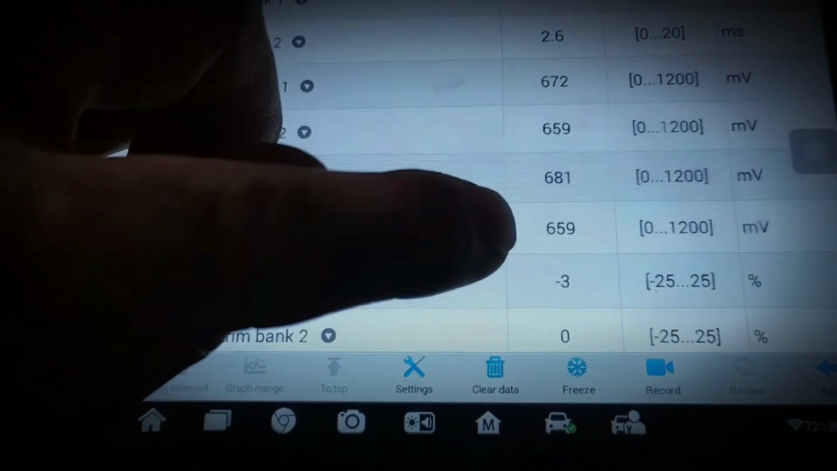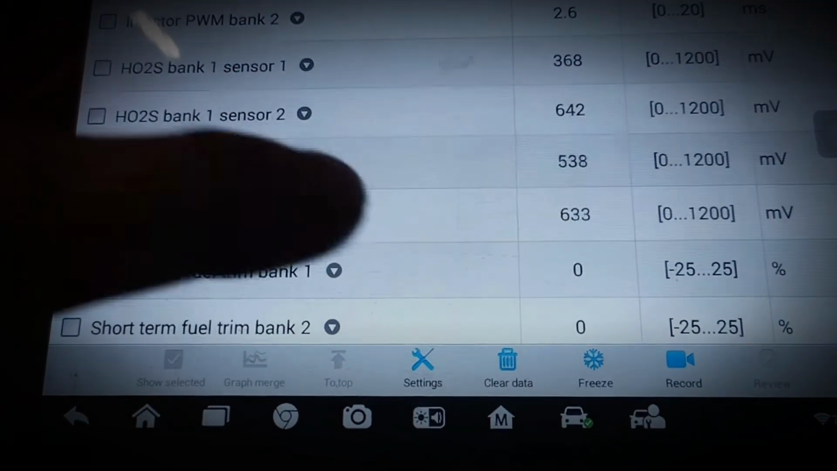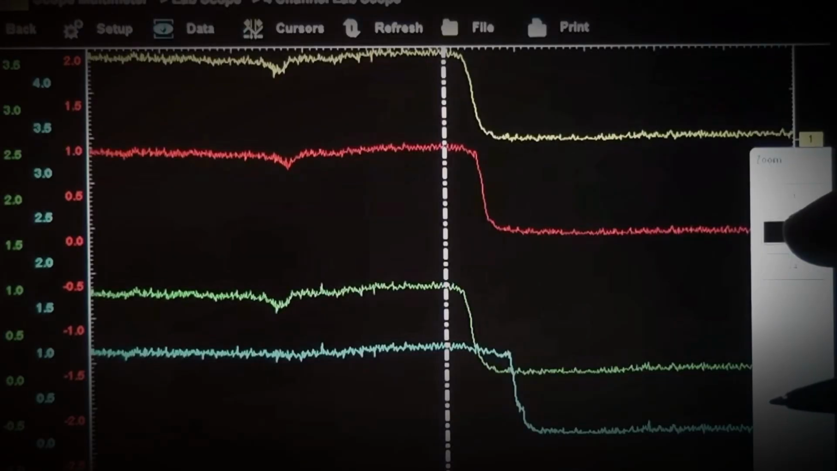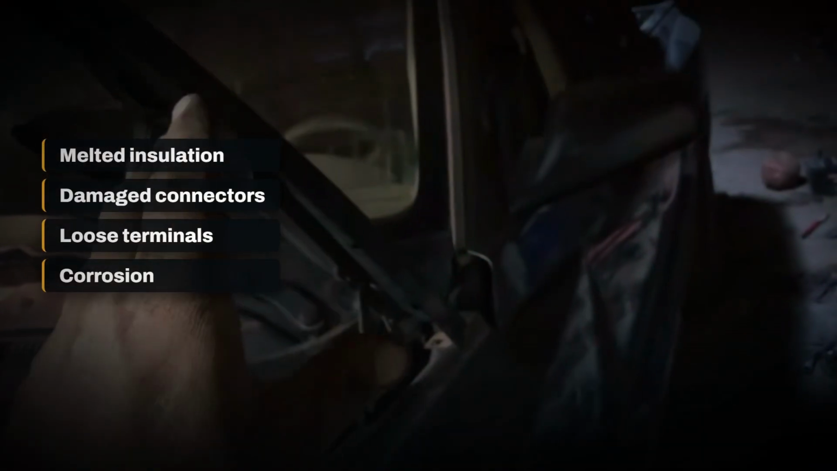That does not mean the rear sensor should be replaced whenever P0420 appears. A sensor can report bad news without causing the bad news. Begin by checking for oxygen sensor or heater circuit codes. Inspect the wiring near the exhaust for melted insulation, damaged connectors, loose terminals, corrosion, or poor previous repairs. The wiring operates close to heat, water, road debris, and vibration.